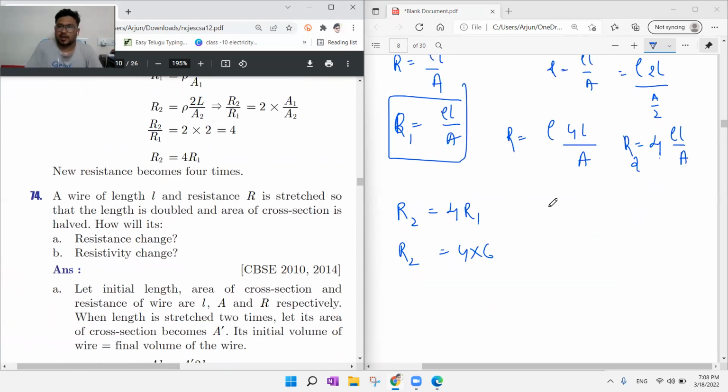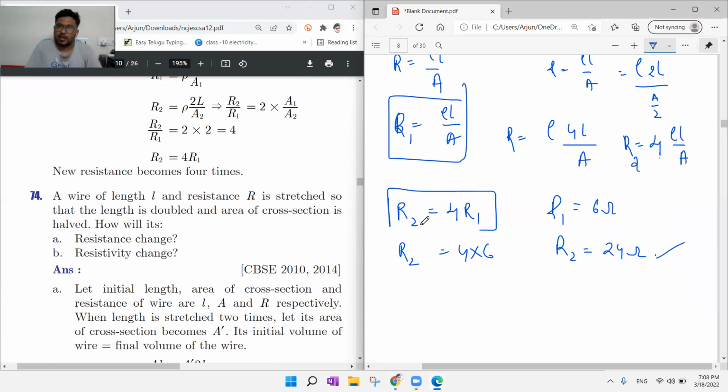So you can write it as R1 is equal to, in the question they have given that, 6 ohm. Now R2 is equal to 6 4s 24 ohm. If you need, you can write this one, or you can write this statement: new resistance becomes 4 times. Until here it is also enough. R2 is equal to 4 R1. From this they will give marks. If you want to write value, you can write this value also. R2 is equal to 24 ohm.